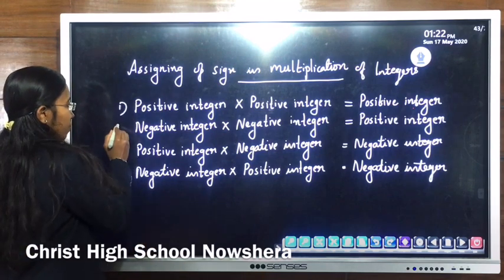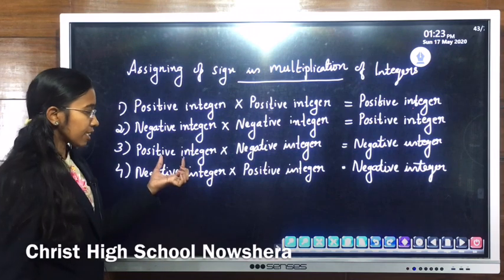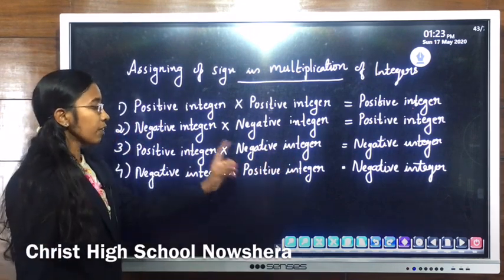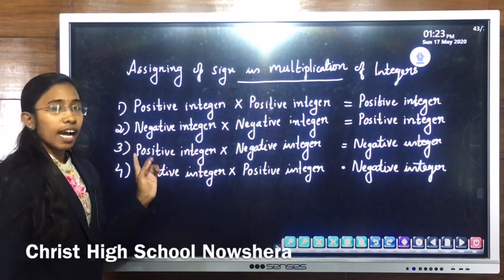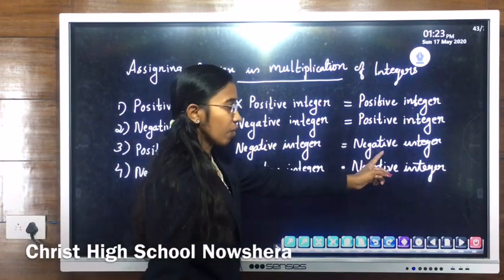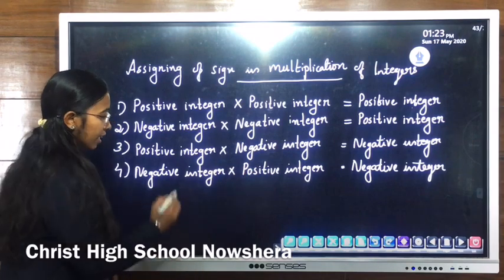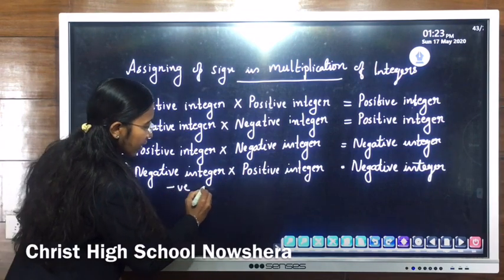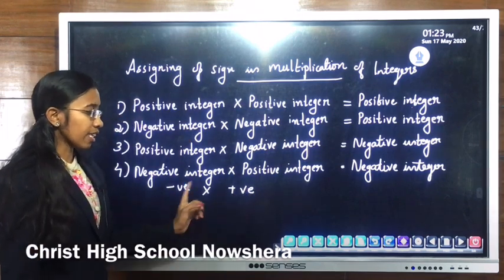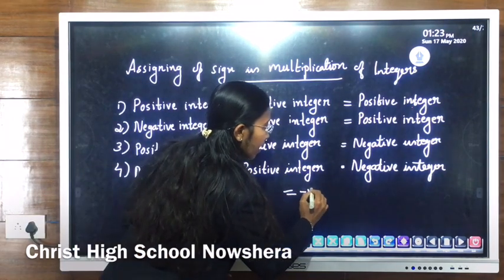This is our first one, second, third and fourth. In the third and fourth, the first integer is positive and the second one is negative. One is positive and one is negative. When we are multiplying unlike integers, unlike means one is positive and one is negative, our answer is always negative. This is the same case: negative integer into positive integer. Here our sign is negative, multiplied by this positive. One is negative and one is positive, so here also these are unlike integers. So our answer is always negative.